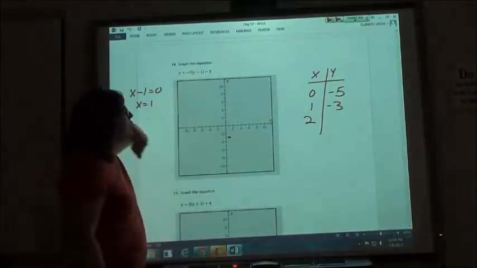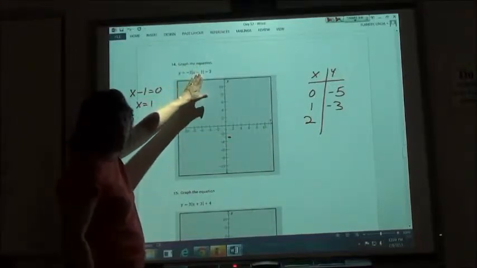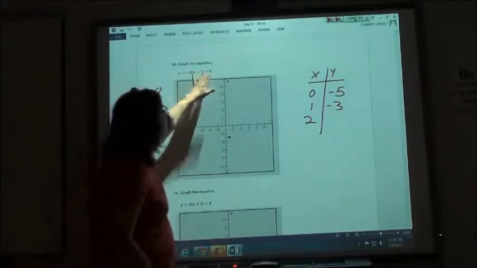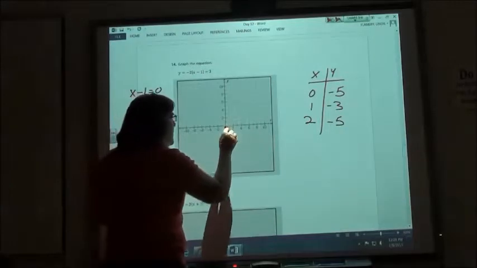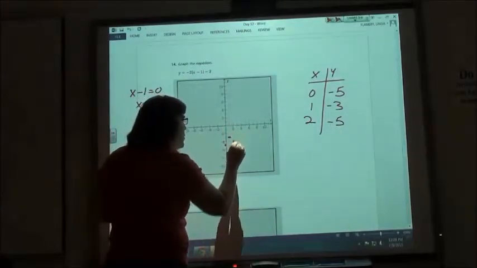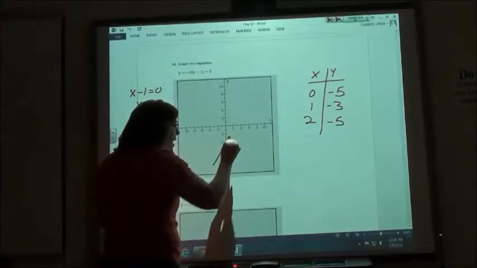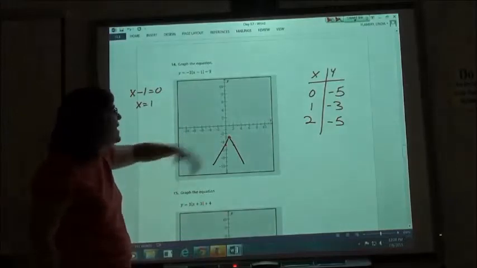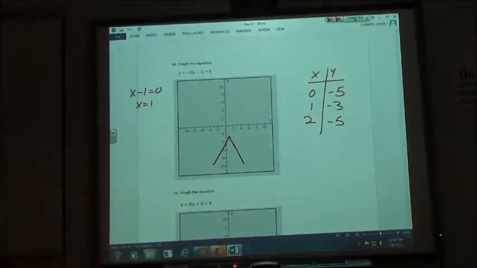When I do the 2, I should get the same answer. 2 minus 1 is 1. The absolute value of 1 stays 1. 1 times negative 2 is negative 2, and negative 2 minus 3 is negative 5. So 0, negative 5, and 2, negative 5. So this time my absolute value graph goes upside down. Since that coefficient was negative, it reflected it across the x-axis, and so it's an upside down V.